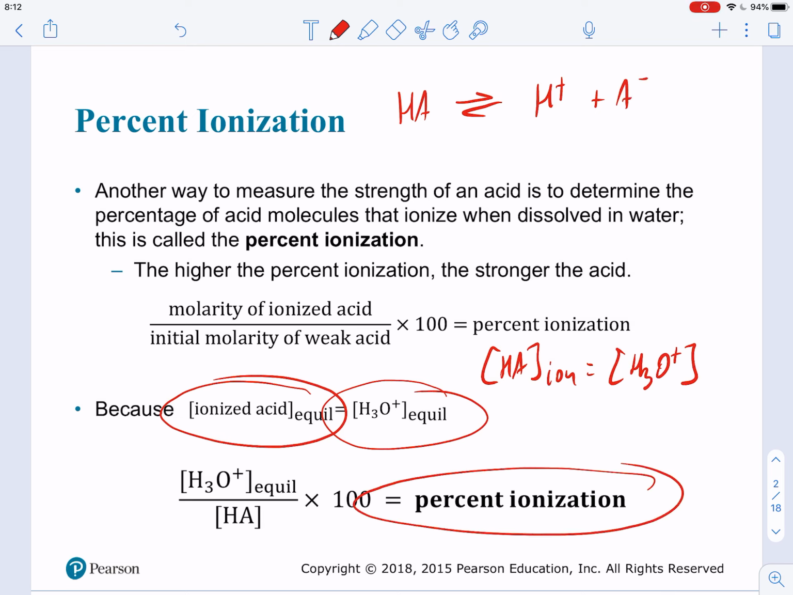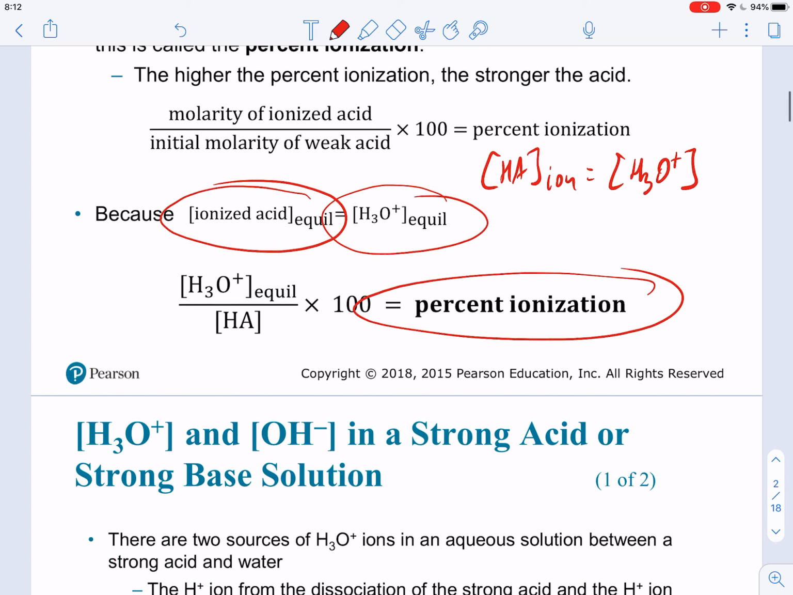It's another way in which we can express strength of an acid or a base. I mean, we can apply the same concept to a base. And the higher the percent ionization you have for a particular substance, then it means the stronger that substance is, being an acid or being a base.